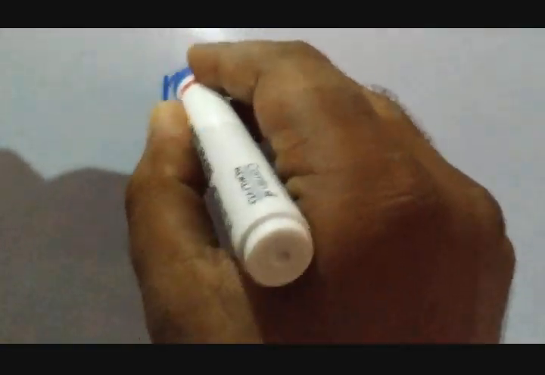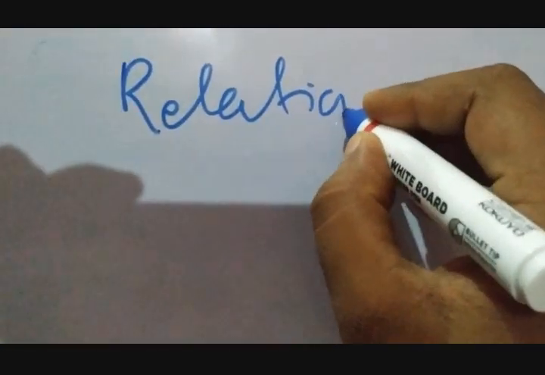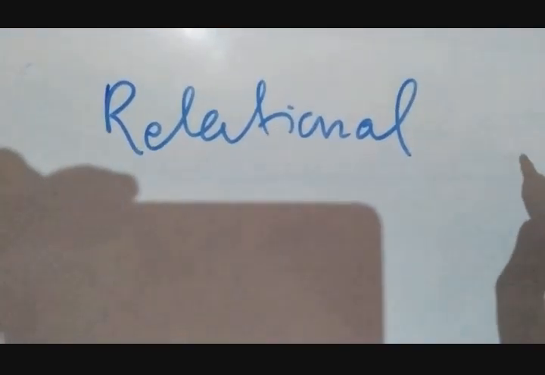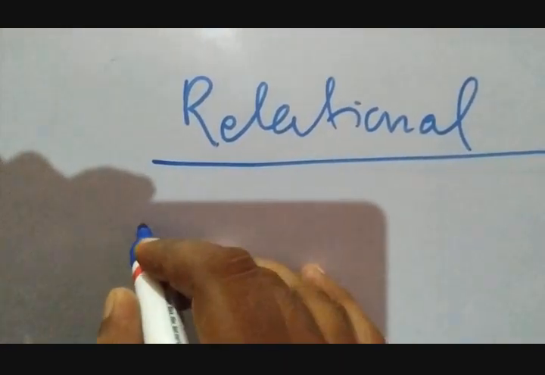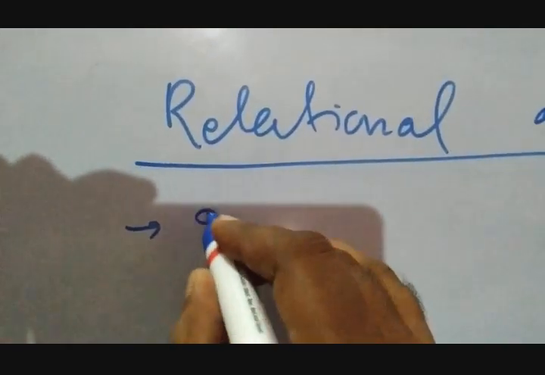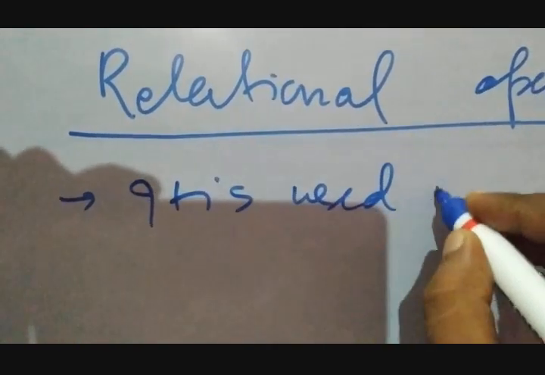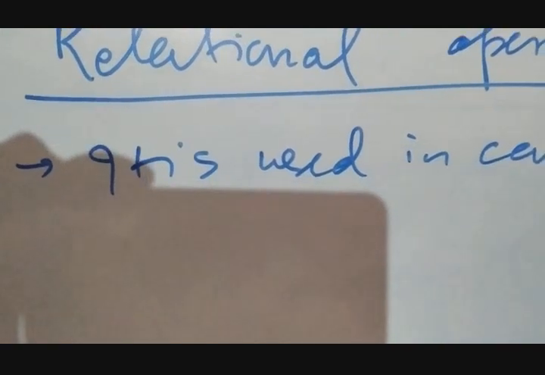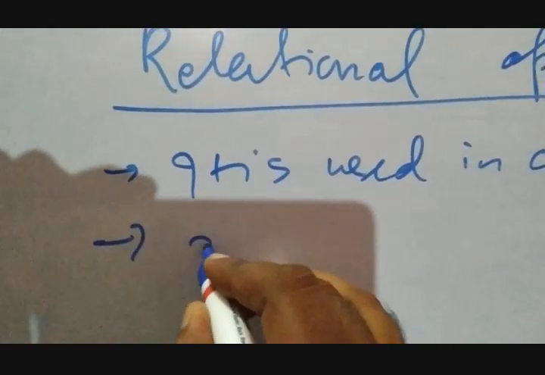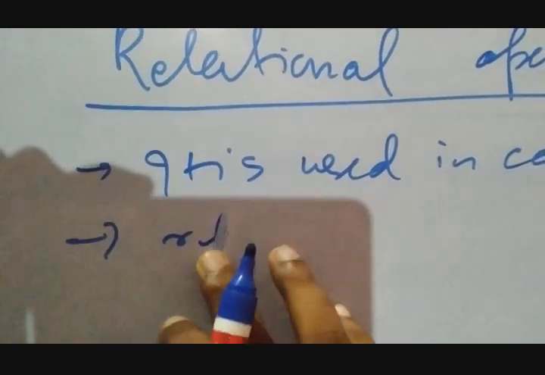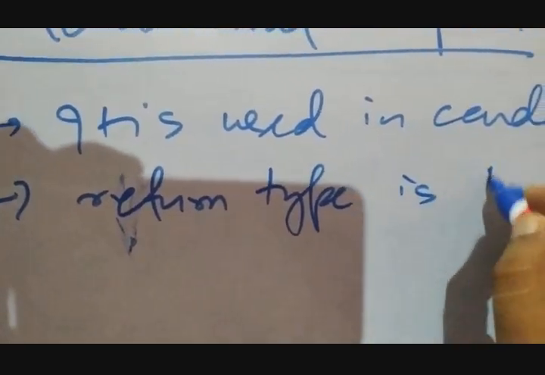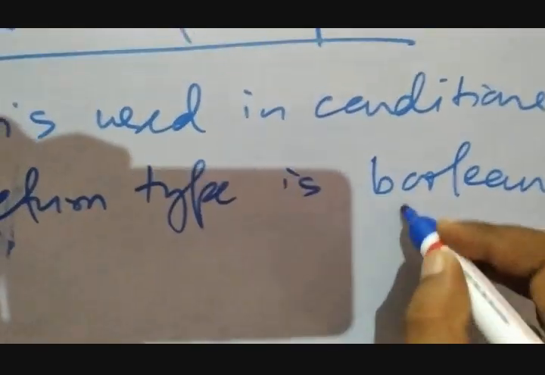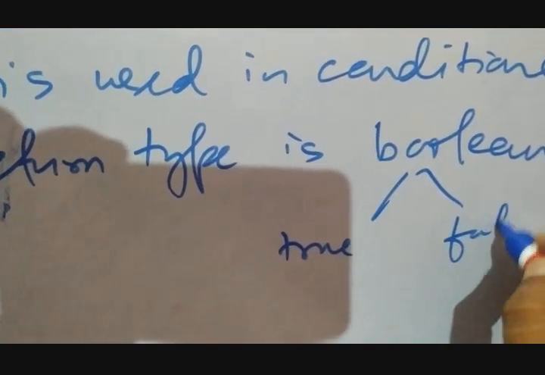So here we go with the relational operators. As I said, it is used in conditions. Its return type is boolean. Boolean means either true or false.